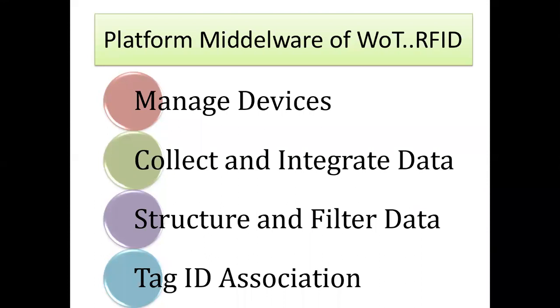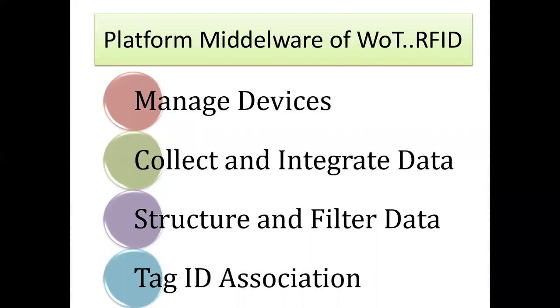Then structure and filter data. Based on the identification techniques, there is large data about the product, that is, the product on which the RFID tag is embedded. The middleware will decide how this data is to be categorized and which data is to be used as per the functionalities. It also removes redundancy or duplication of the repeated data. So we have to form the structure and filter the data.